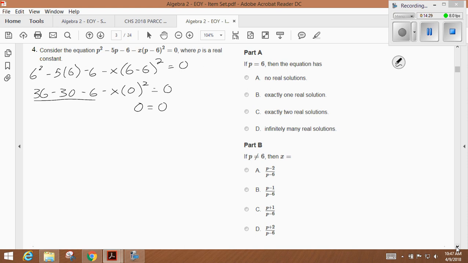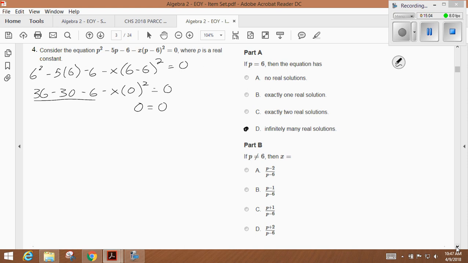So if we're solving an equation and we get to the end and we get some true statement, like 0 equals 0, 2 equals 2, 4 equals 4 even, what does that mean? That means that you have tons of real solutions, like all of them. Any number that you plug in for x gives you a solution, all the way up to infinite numbers.